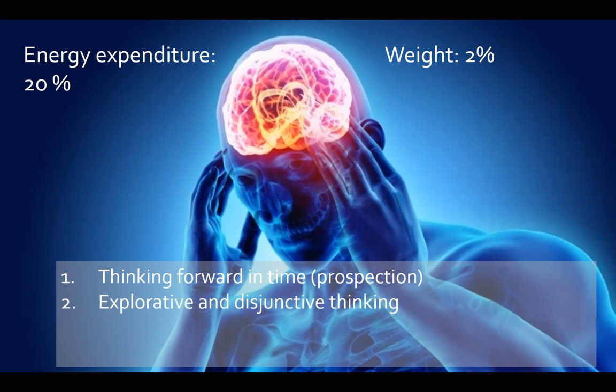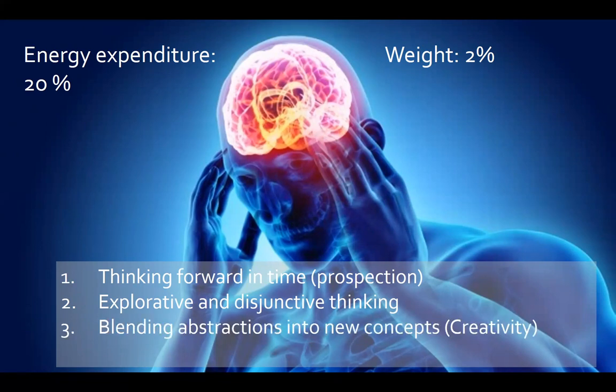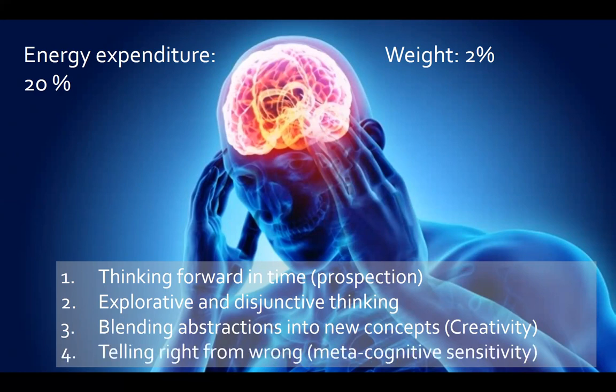Explorative and disjunctive reasoning, I'm going to cover this here today, including blending abstractions into new concepts, that is creativity, and telling right from wrong. So these are four qualities that are super crucial for entrepreneurial thinking. And look at the last one. I mean, you can come up with super great ideas, but you need to understand how to tell right from wrong. So robbing a bank, if you're successful, will give you a lot of money, but for hundreds of reasons, you should avoid doing that.